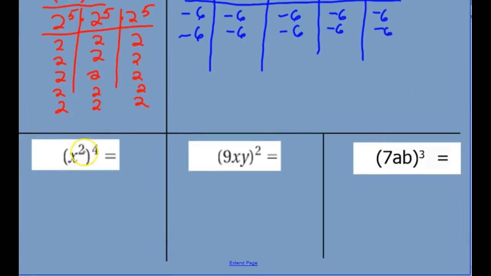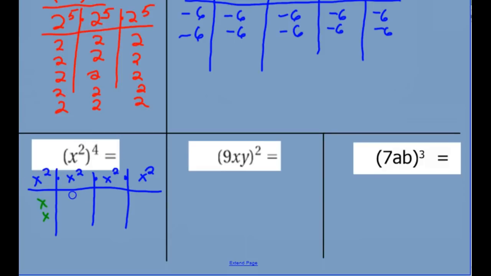Down here we have x squared 4 times, so we have x squared times x squared times x squared, and one more x squared. 1, 2, 3, 4 times. So if we create our table, we're going to see how many x's we have. We have 2 x's here, 1, 2. 2 x's here, 1, 2. 2 x's here, and 2 x's here. 1, 2, 3, 4, 5, 6, 7, 8. We have x to the power of 8.